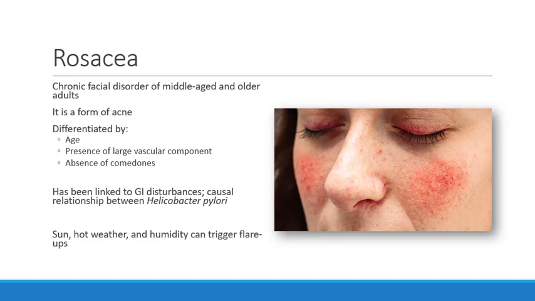This has been linked to GI disturbances. There's a causal relationship between rosacea and the Helicobacter pylori. Sun, hot weather, and humidity can trigger flare-ups.